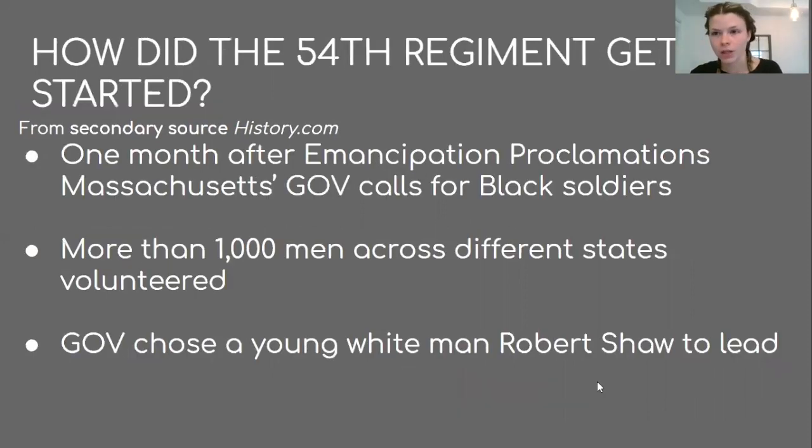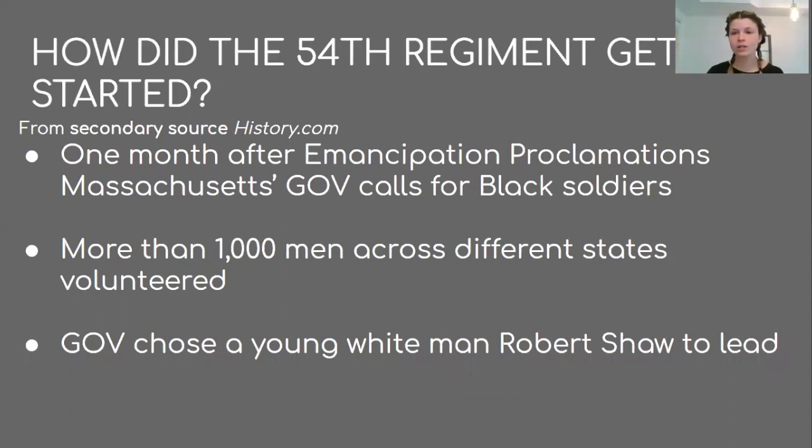How did the 54th Regiment get started? This is also from history.com. One month after the Emancipation Proclamation, the Massachusetts governor calls for Black soldiers. More than 1,000 men across different states volunteered. The governor chose a young white man named Robert Shaw to lead them.